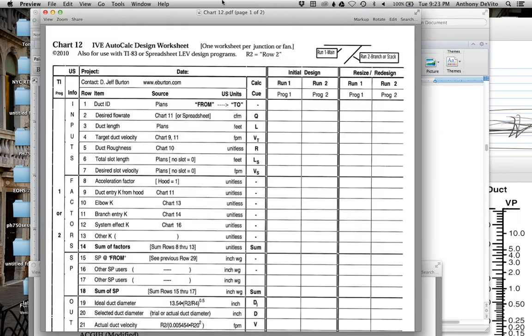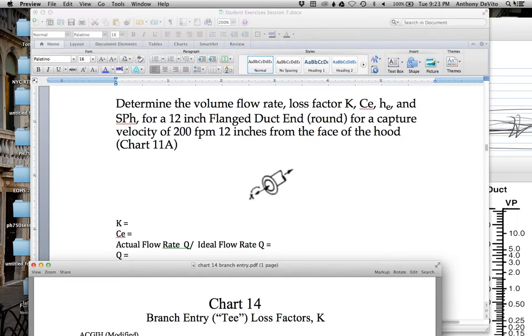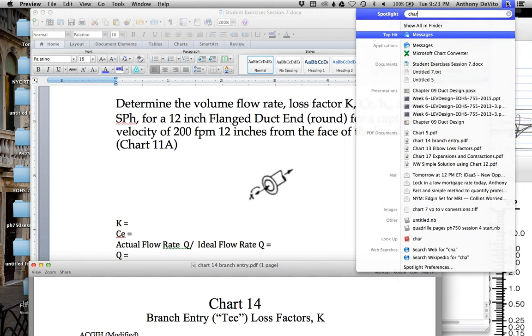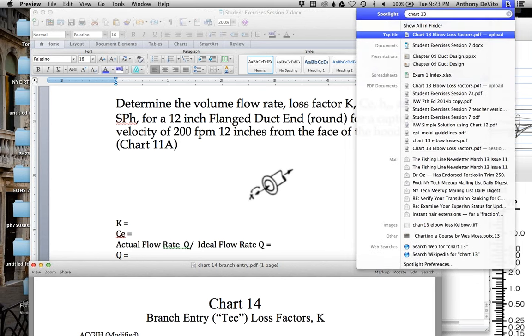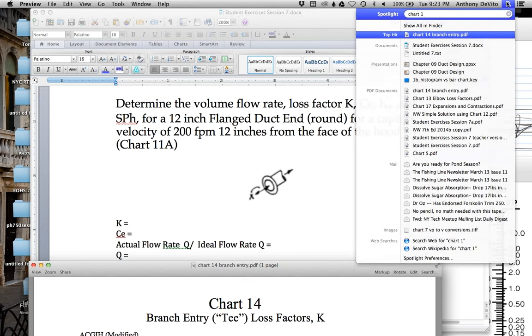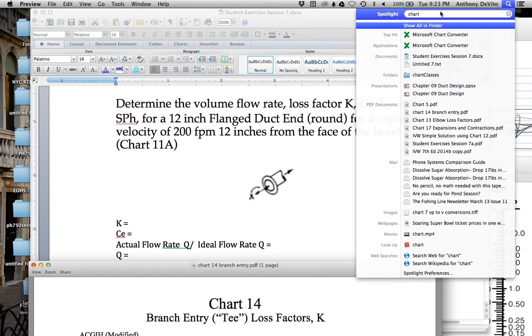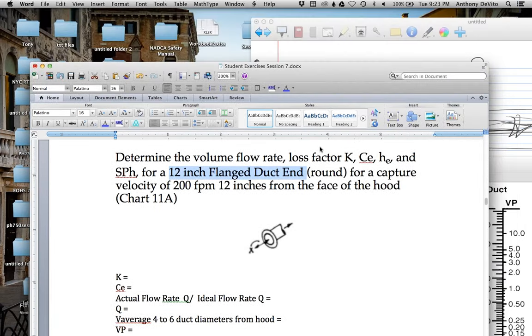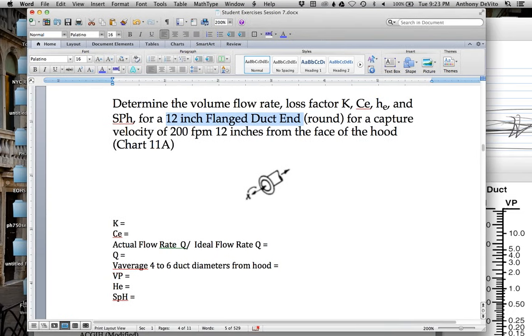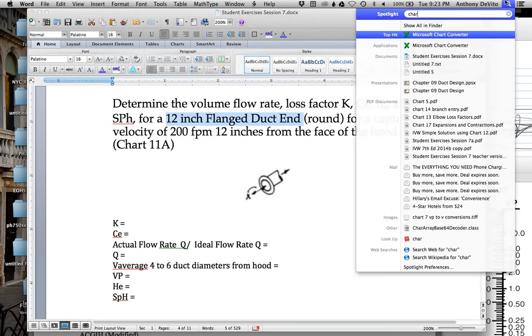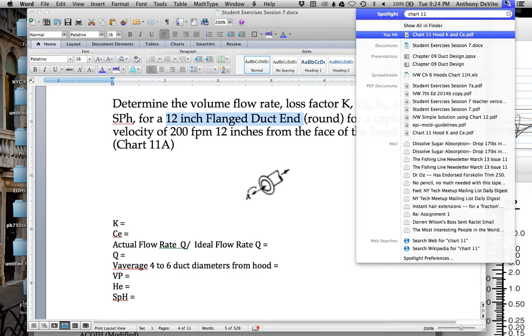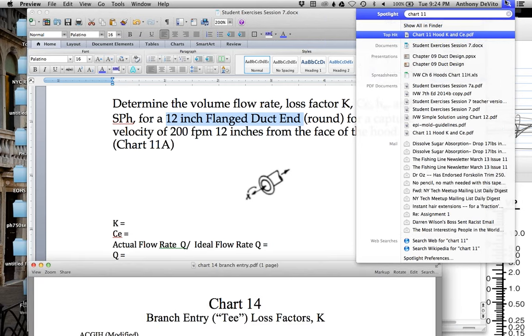Help me out here. Nope, it's not chart 12. Chart 13. I'll keep trying until I find it. Nope. Why am I having trouble with this? Which one is it? 11A. There you go. Okay. What did I say? Just 11? Before hood. Oh, here you go. Hood. There you go. Perfect.